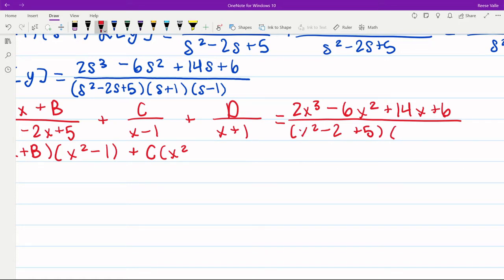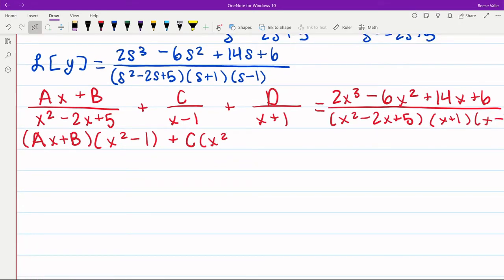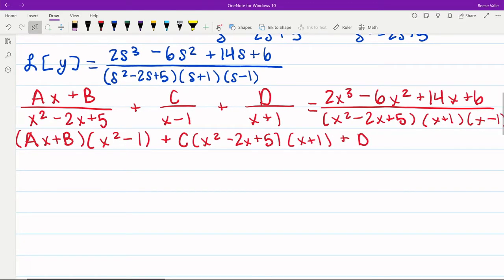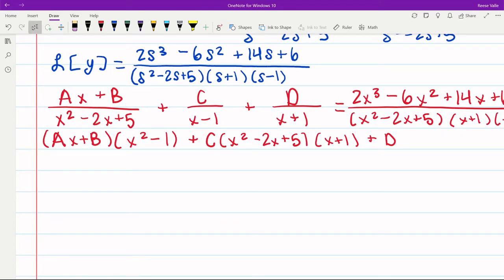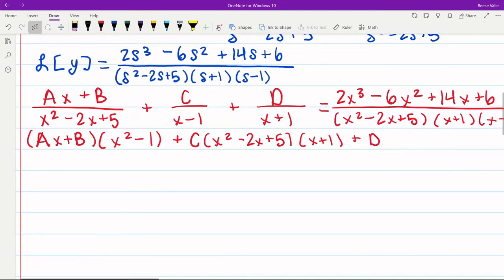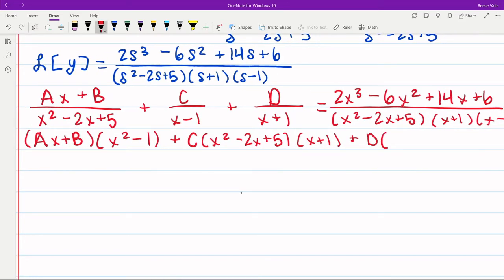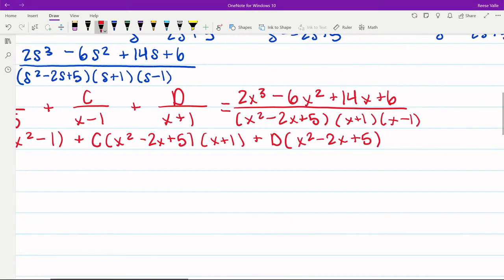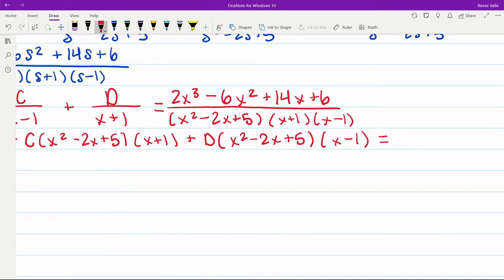And I wrote those as s's just because I was copying it down. x plus 1. Okay, cool. x squared minus 2x plus 5, and then this x plus 1 plus d. So you just want to be able to combine. You know how to do partial fraction decomposition, so I'll just show you the process, but you know the explanation already, hopefully. And then it's going to be equal to this.